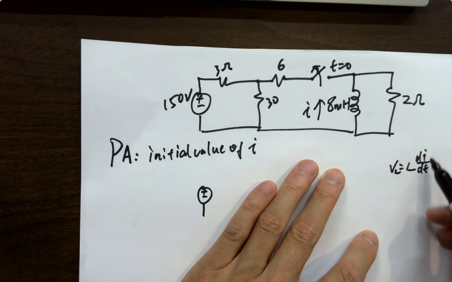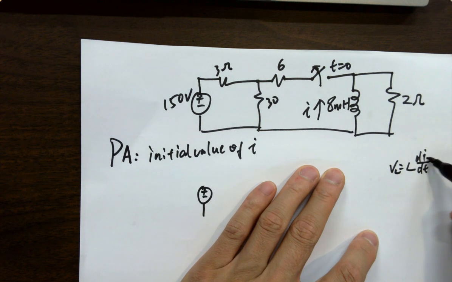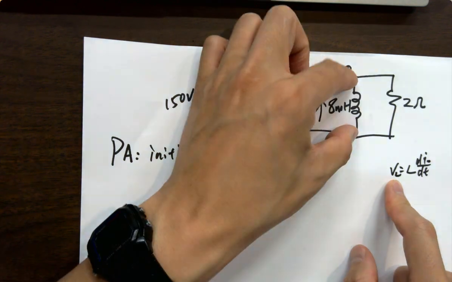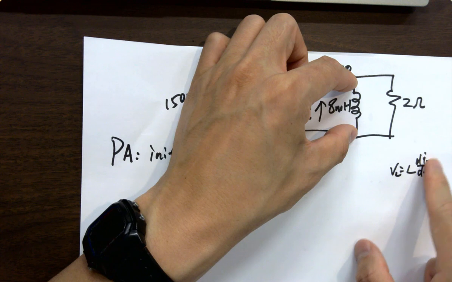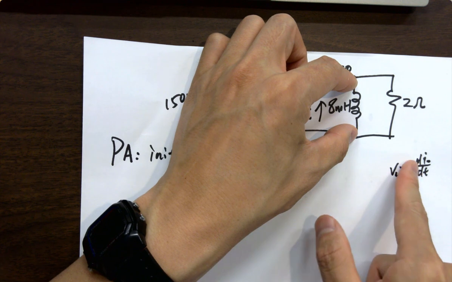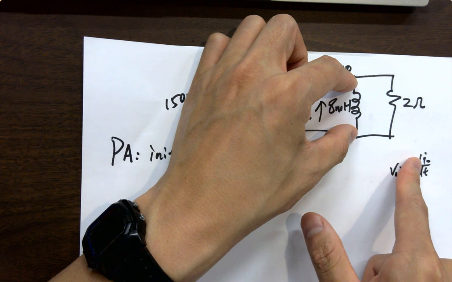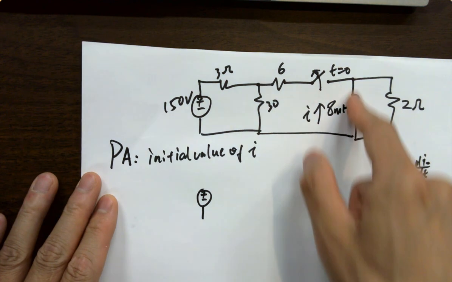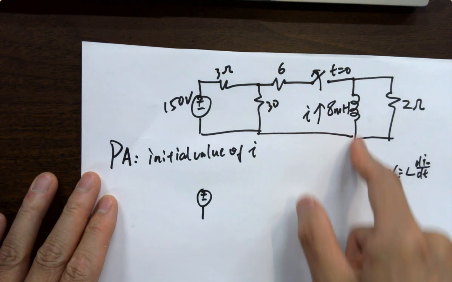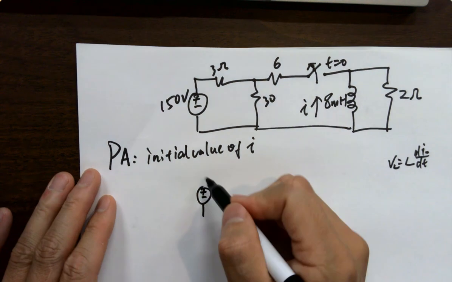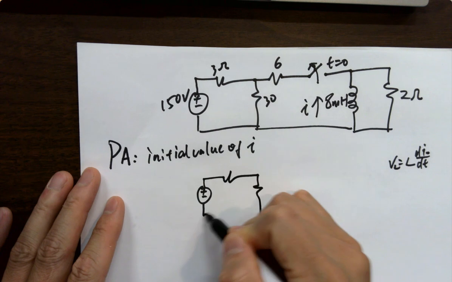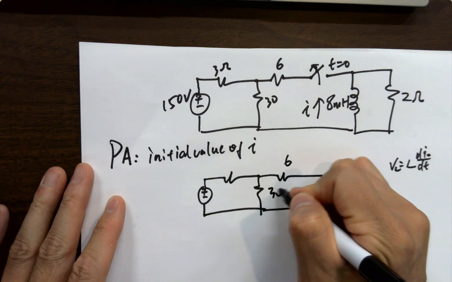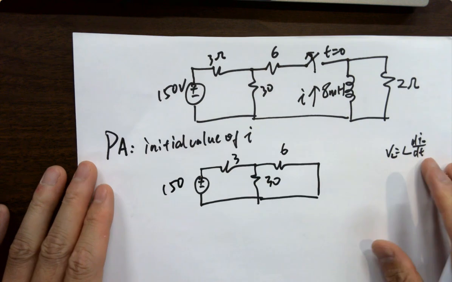No current change, which means VL is L di/dt, and there's no current change. It's been there for 100 years. So what is the voltage across it? Di/dt is the current change, and there is none. What is the V across it? 0. It's a wire. No drop. What's the current?